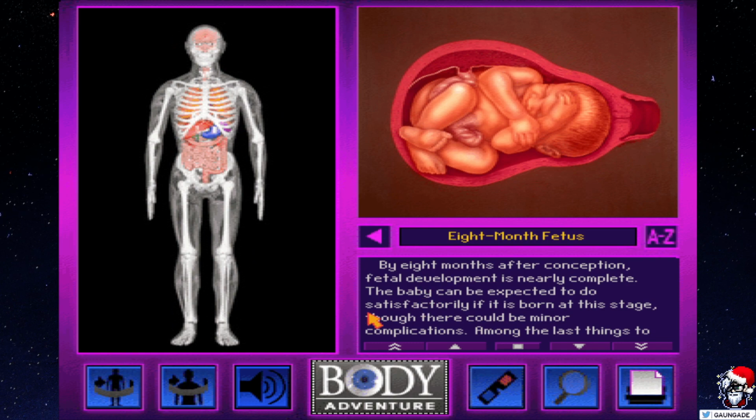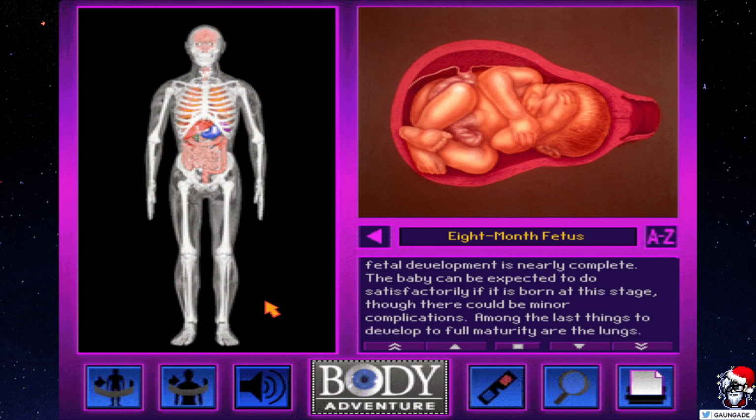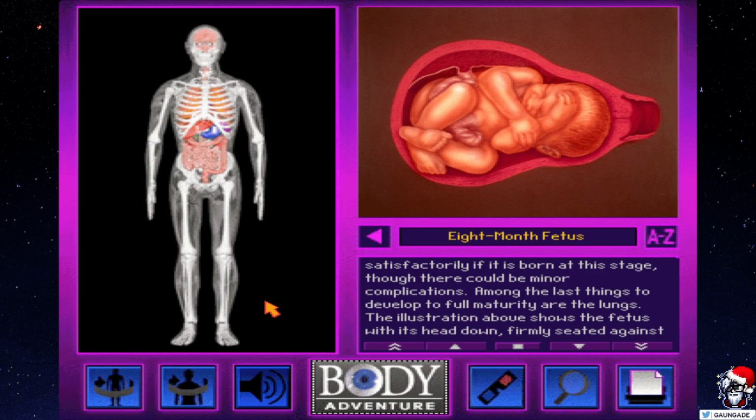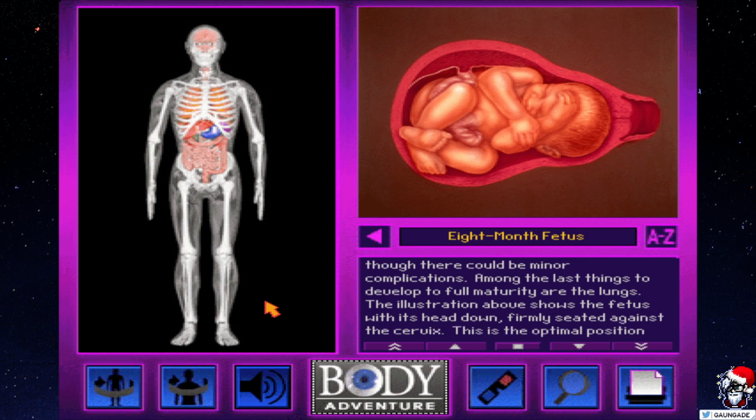Eight-month fetus. By 8 months after conception, fetal development is nearly complete. The baby can be expected to do satisfactorily if it is born at this stage, though there could be minor complications. Among the last things to develop to full maturity are the lungs.